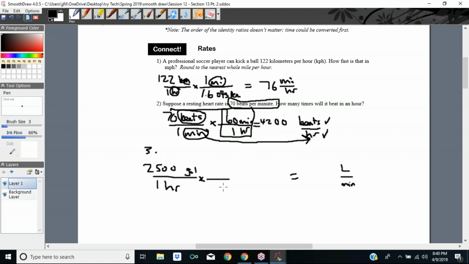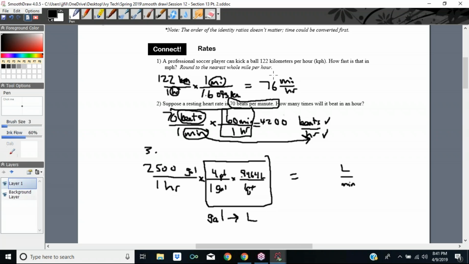So our conversion, let's see, we don't have gallons to liters, but we have gallons into quarts and then quarts into liters. So let's do that. 1 gallon is 4 quarts. And now we can do the quarts into liters. So 1 quart is 0.9464 liters. So this gets us from gallons to liters.